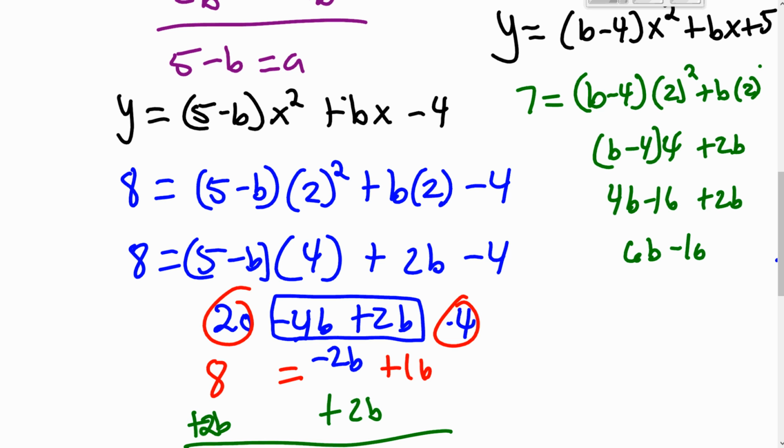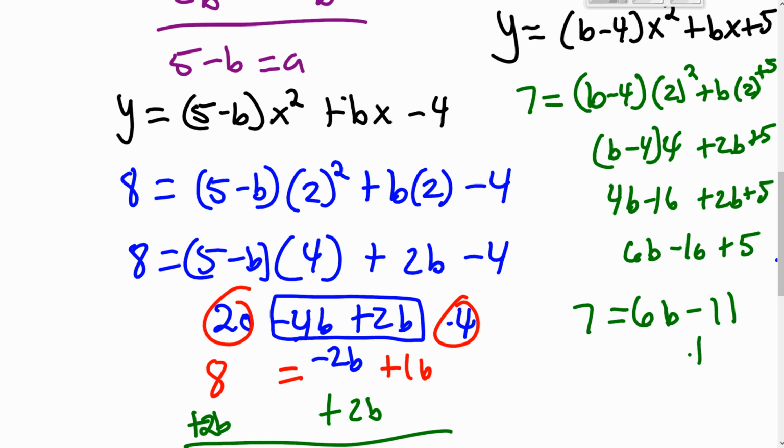And then I add my c. I'm running out of room here. Plus 5. Negative 16 plus 5, that's negative 11. So I have 6b minus 11. My pen is not catching up with me. And that equals 7, right? This whole thing equals 7 all the way down.